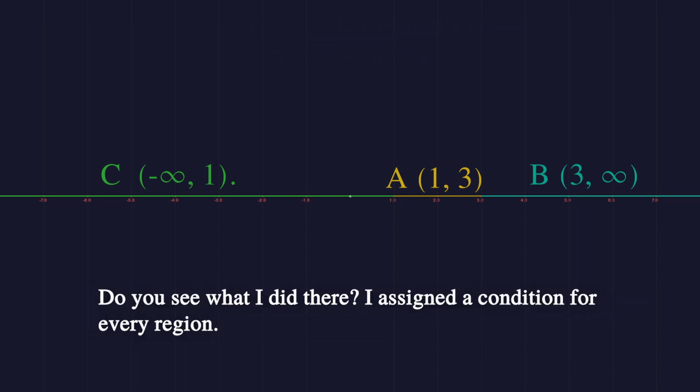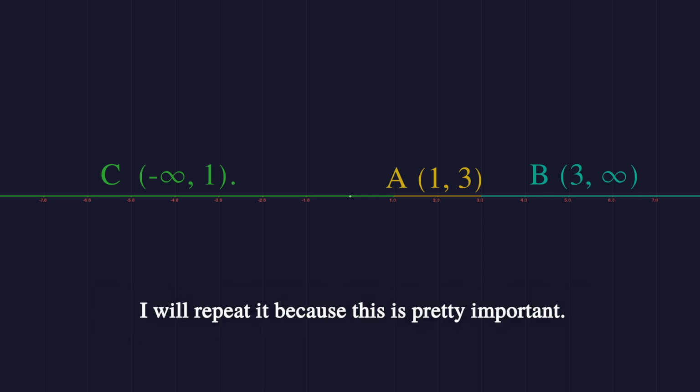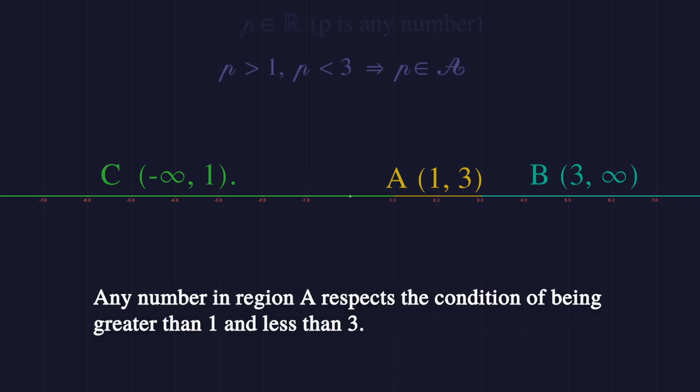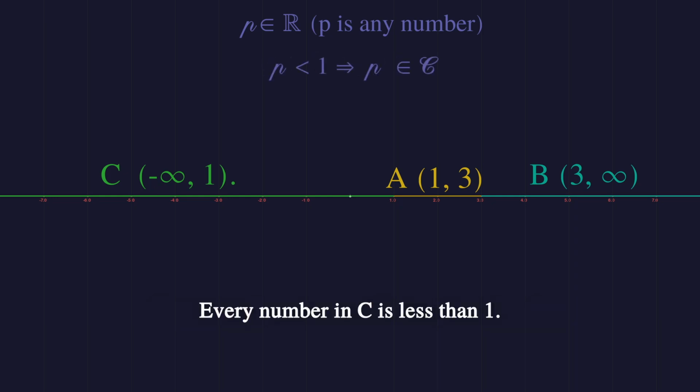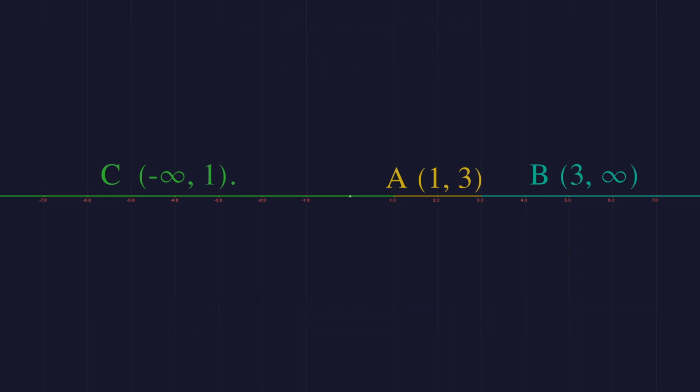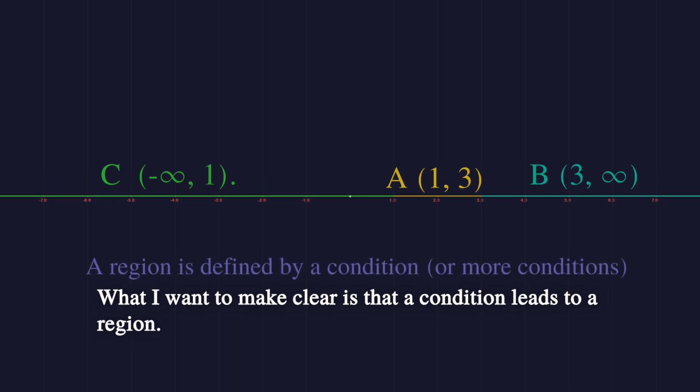Do you see what I did there? I assign a condition for every region. I'll repeat it again because this is pretty important. Any number in region A respects the condition of being greater than 1 and less than 3. Every number in region B is greater than 3. Every number in C is less than 1. What I want to make clear is that a condition leads to a region.